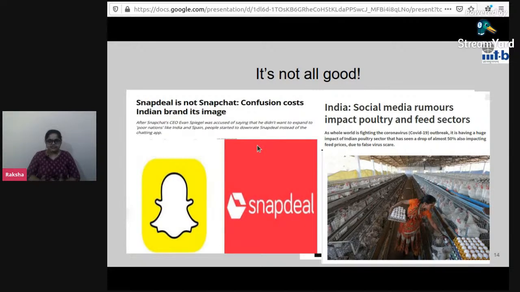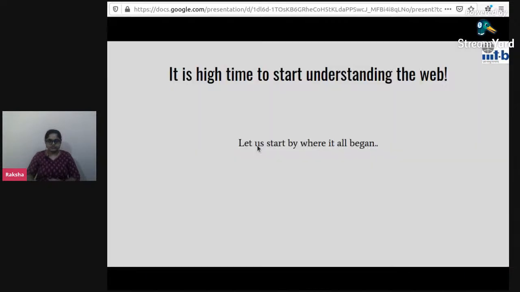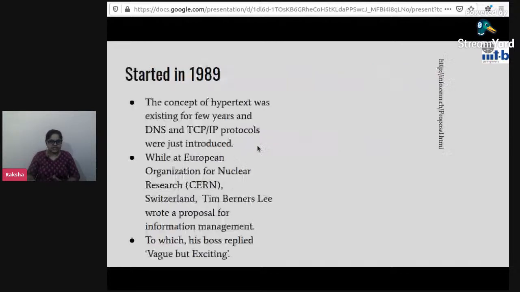So, as researchers, if we want to create a positive impact from something, what we do is we first start to understand it. So we have not yet understood what is the web, right? We have to start by understanding what is the web. So, for this journey of understanding the web, I want to begin by how it started.